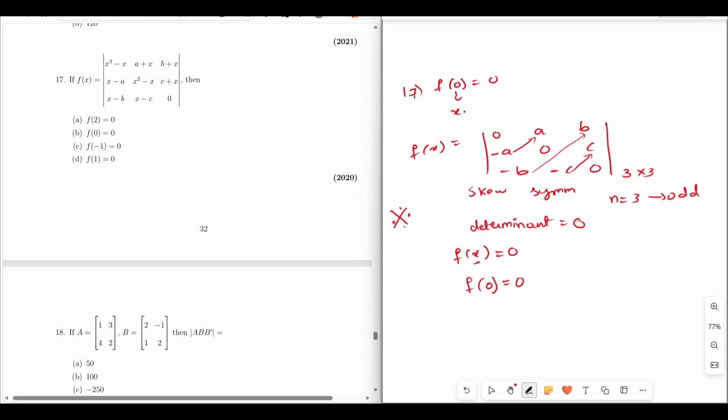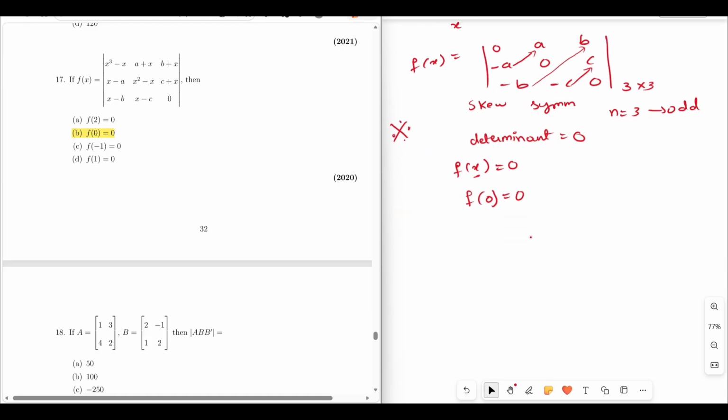You don't have to even expand this. Directly you can write f of the answer as 0. You have taken the value of x as 0, so you have got f of 0 is equal to 0. So there is no need to check for other options. You can directly go with option B. Okay, but remember this short trick which helps you in simplifying in an easy method.